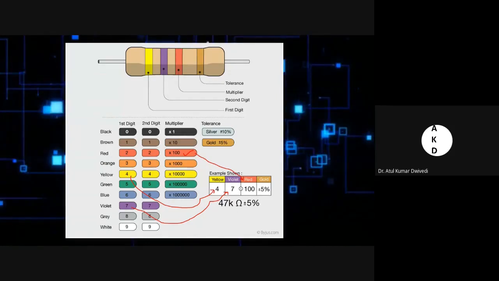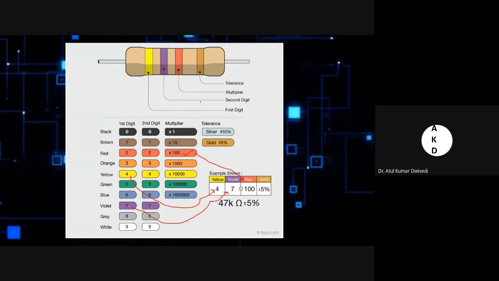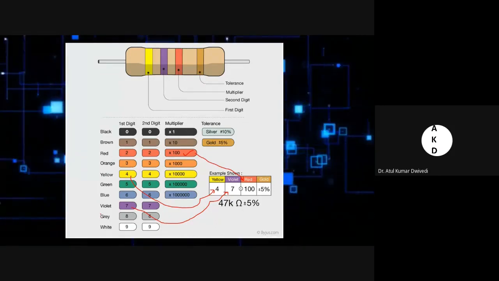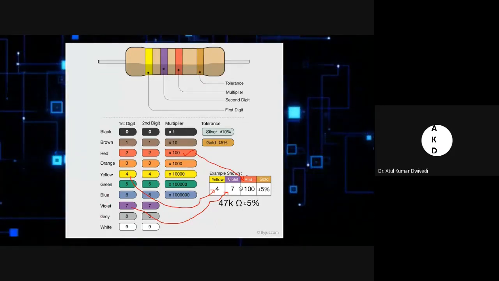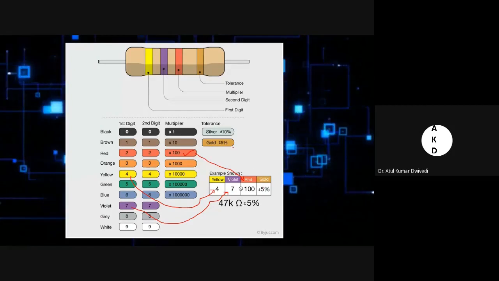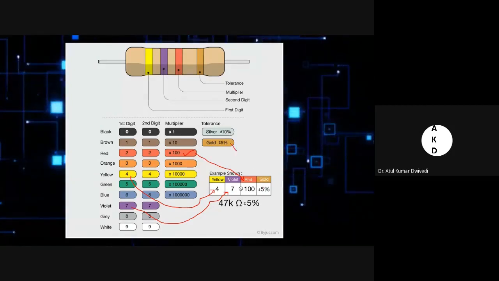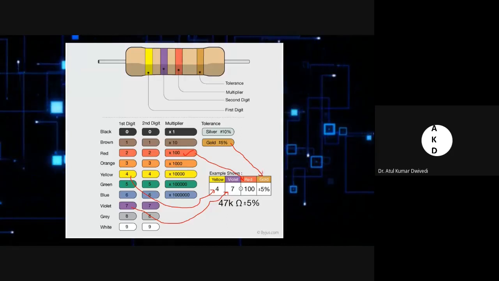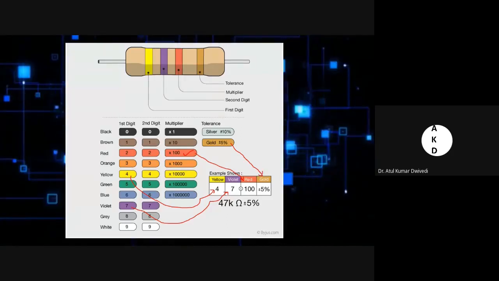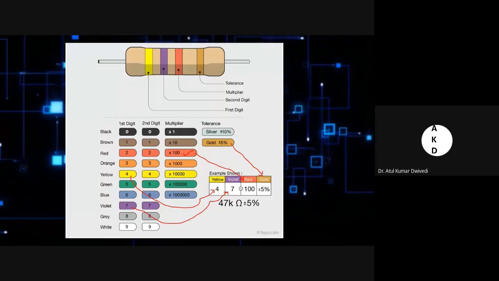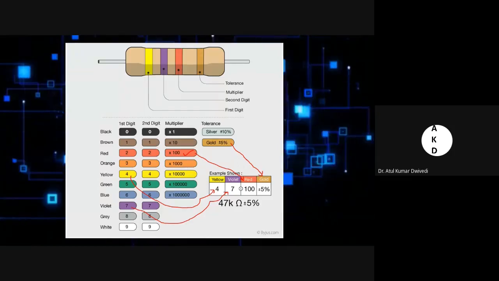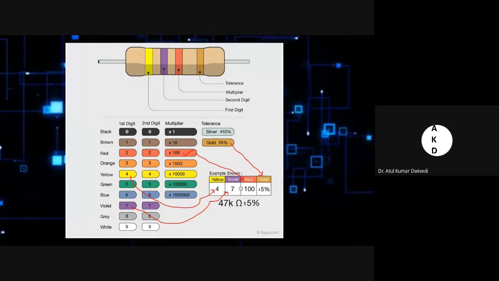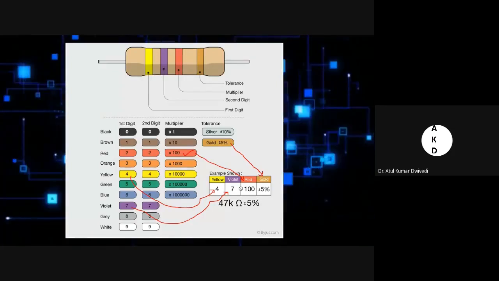And the fourth color is gold. For gold color the tolerance is 5%. For silver color, the tolerance is 10%. From that you can see this. So 47 into 100, that is 4700 plus minus 5%. This will be the value of resistance.